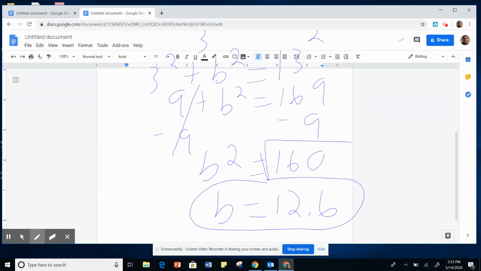So this is called the Pythagorean theorem. This is how you find the missing side of a triangle. A squared plus B squared is equal to C squared.